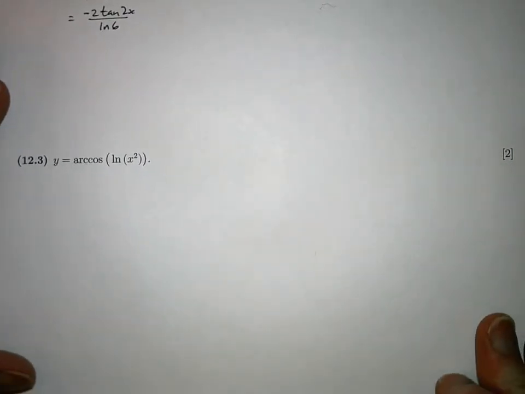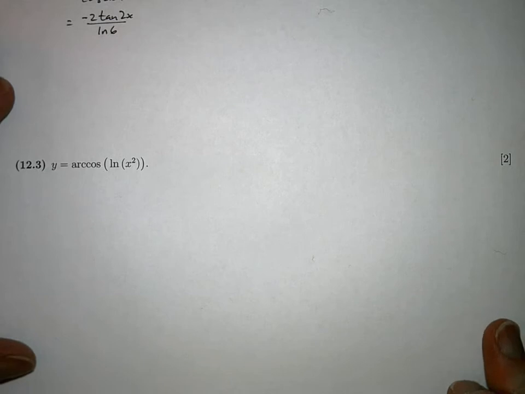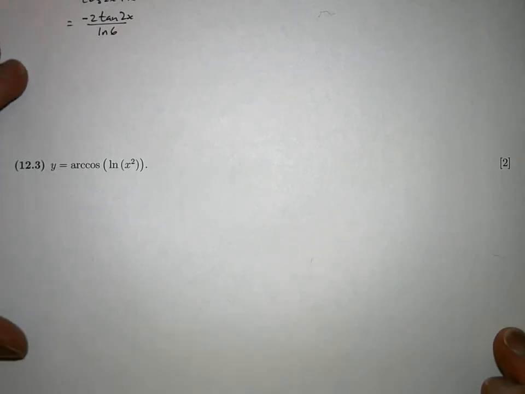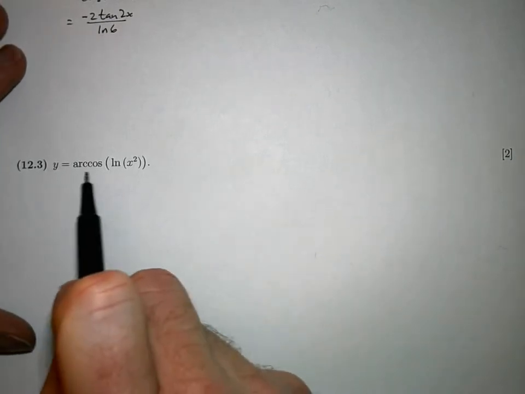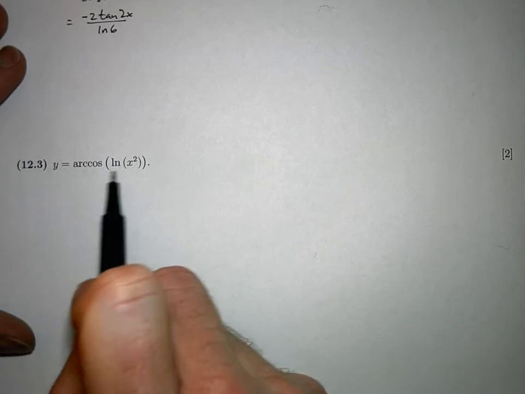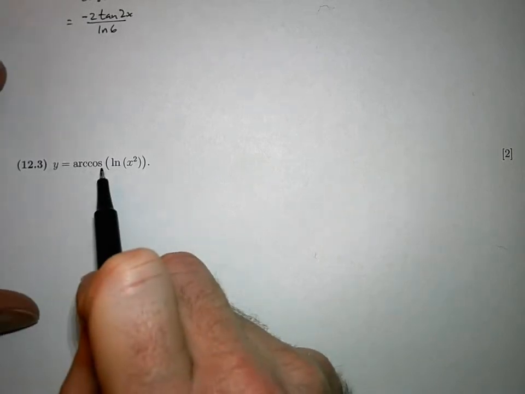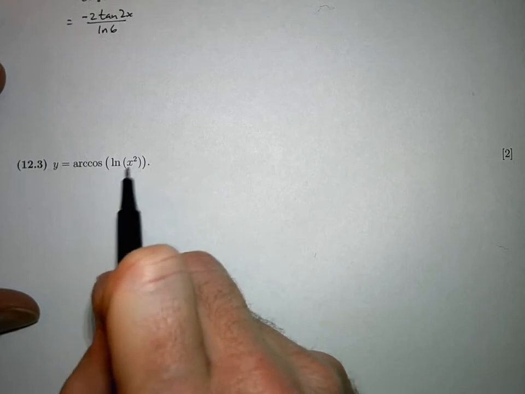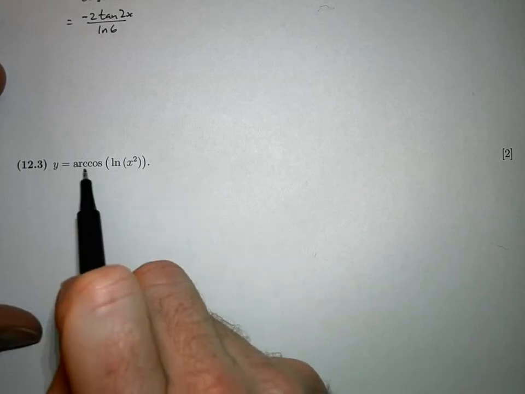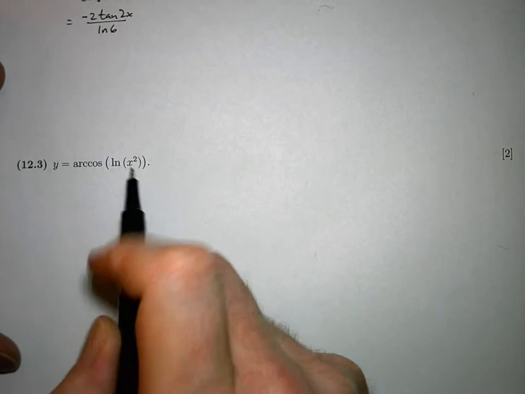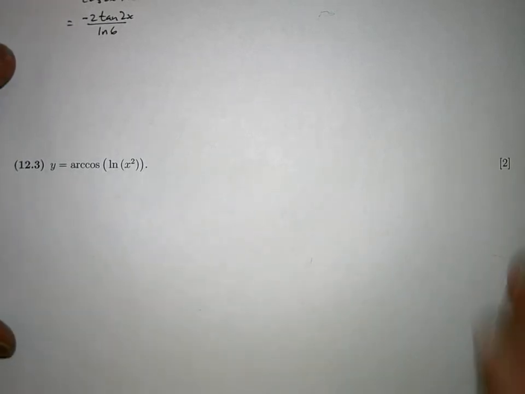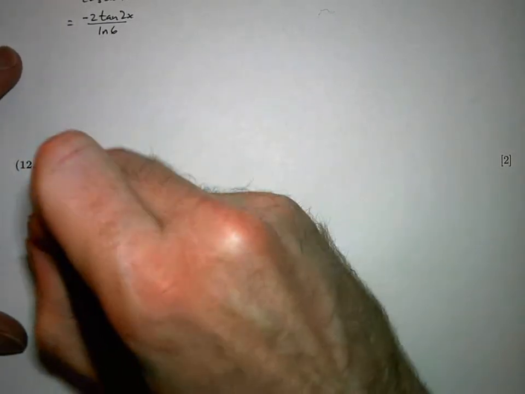For your final 2 marks, we've got y is equal to the arc cos of the natural logarithm of x squared. And again, with arc cos, some of you treat it as arc cos times this thing here, but you've got to have the arc cos of something. And there's no x in there, so it's not the arc cos of x times the log of x squared. It's the arc cos of the log of x squared. So nested functions, we're going to use the chain rule.